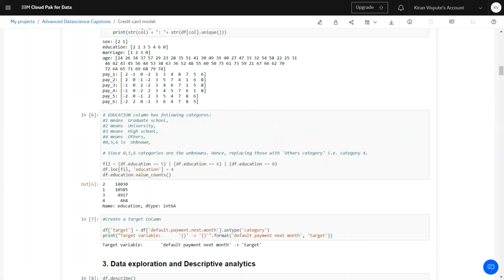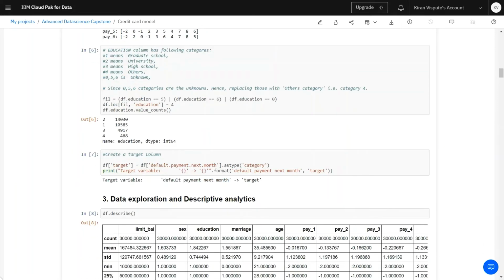The education column having values 0, 5 and 6 are recategorized to 4, which means others. In this way, we minimize the data categories and the outliers in the data. Moving on to the data exploration and descriptive analytics.